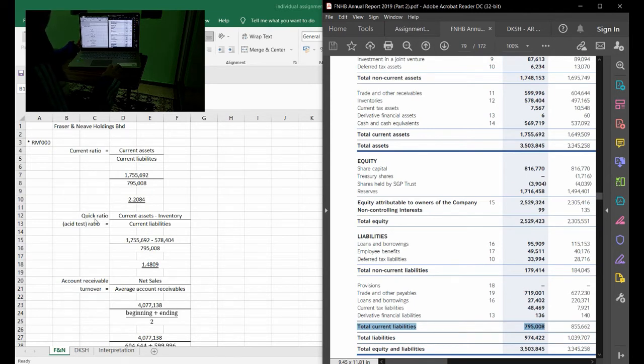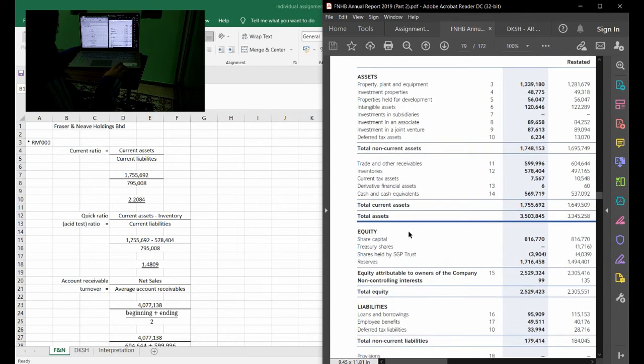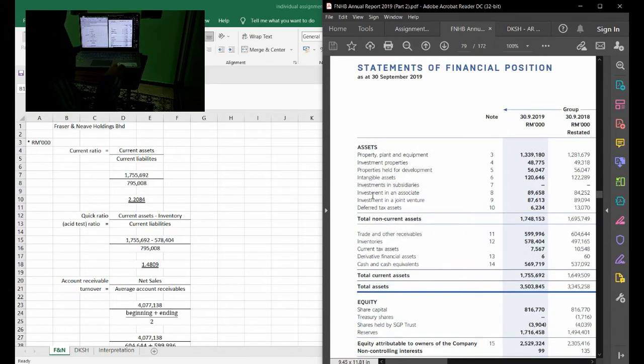Moving on is the quick ratio, and the formula is current assets minus inventory, then only you divide by current liabilities. As I've mentioned the current assets and current liabilities, now it's the inventory, which is from the statements of financial position as well, and the inventory is 578,404. So the final answer will be 1.4809.